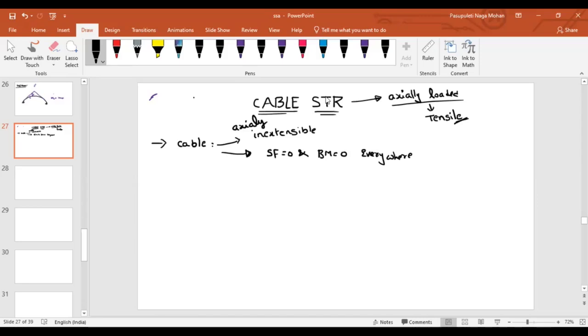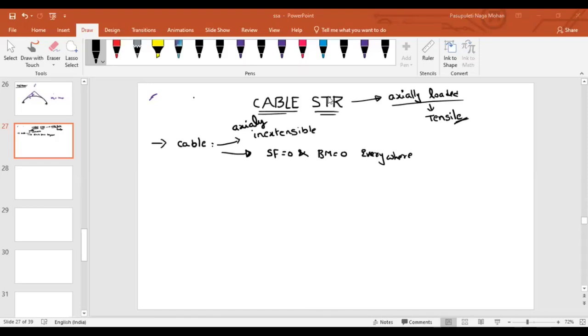It won't resist, right? But if you take a rubber band and try to expand it, some resisting force is generated. But if you take a rubber band and compress it, nothing. It's just easily moldable. So a cable structure will resist only tensile types of loads, and bending moment is equal to 0 everywhere.